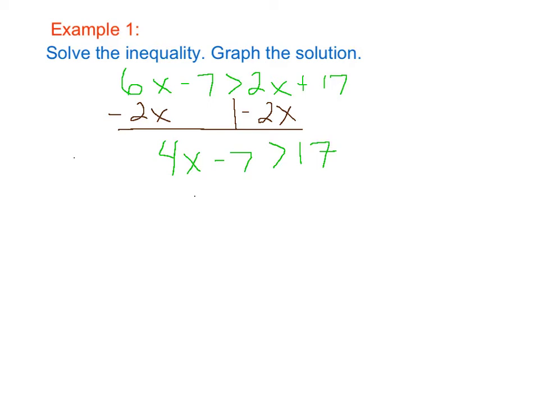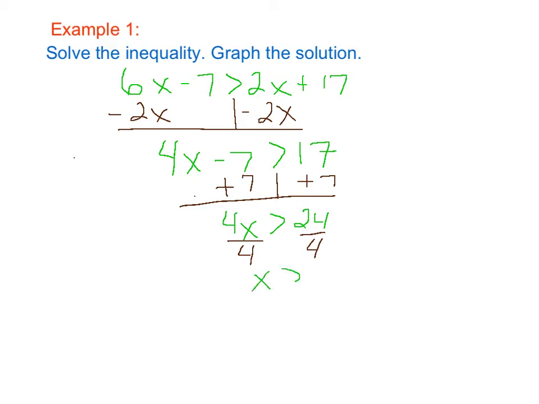Now, continuing on with this, we still need to get x by itself, so we've got to get rid of this minus 7. The opposite of that is to add 7, so I'm going to add 7 to both sides. After we do that, on the left we get 4x. On the right, we get 24. One more step to get the variable by itself: we want to undo multiplying by 4, so we're going to divide both sides by 4, and then we finally get our solution that x is greater than 6.